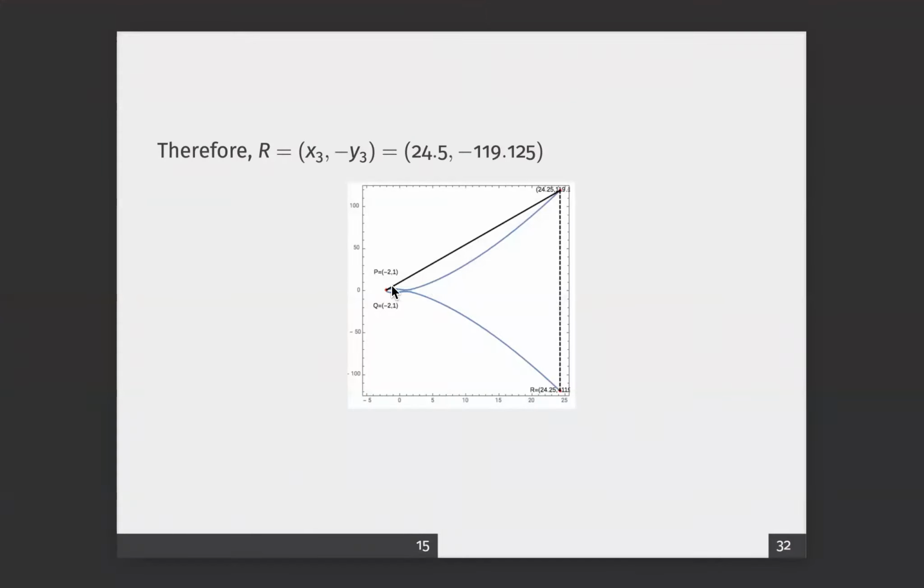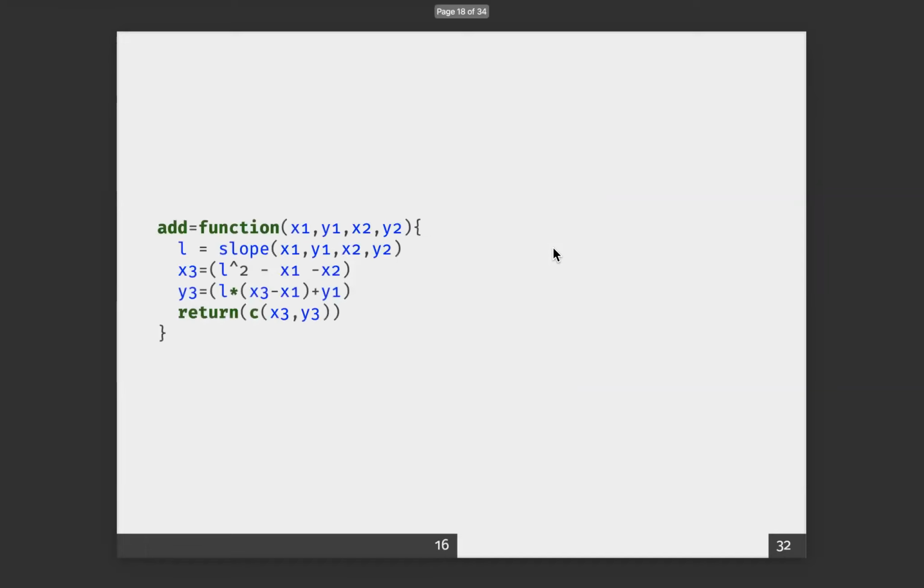And so this one here, as you can see, this one is tangent. Okay, so it's tangent to the point at point P. So P and Q are the same, and the third point is here, and it's 25. You have a smaller graph because the range is quite long. Okay, so this is just the add function.